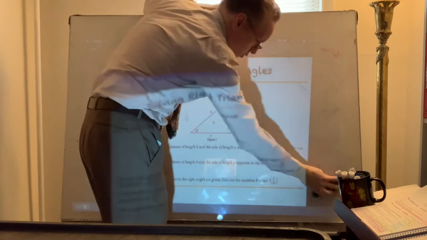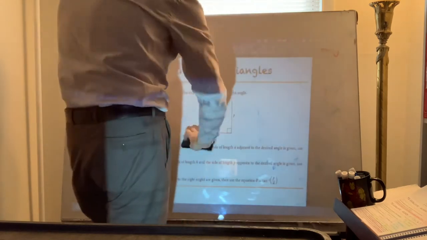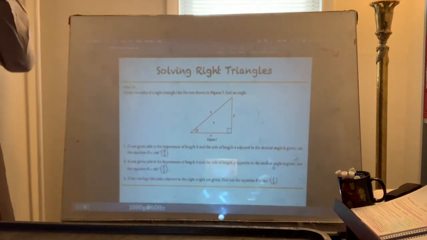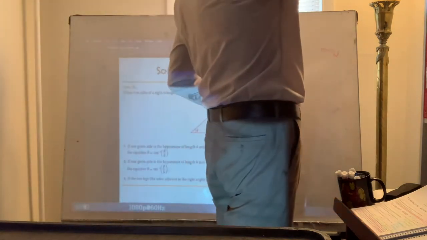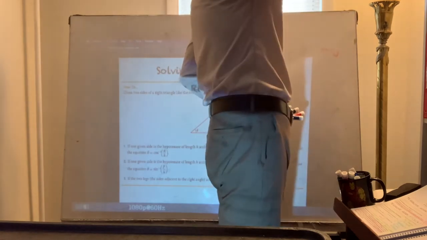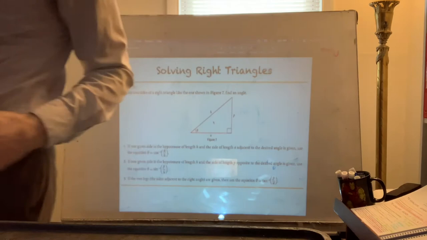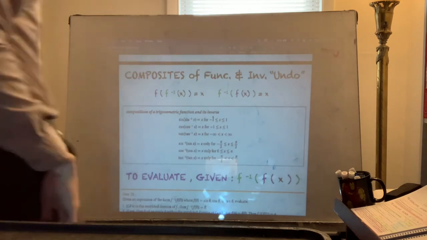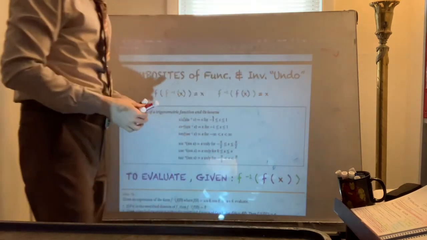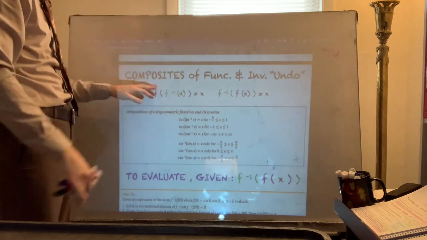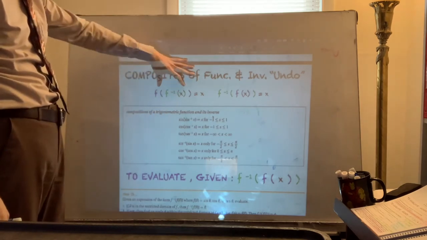I want to just make sure that it's obvious what you need to be using from this while you're trying your problems. If you scroll down here, the relevant information: you're going to get problems that are essentially composites. Remember, a composite is when you have a function within a function. And in this case, we're going to have a function and its inverse embedded.